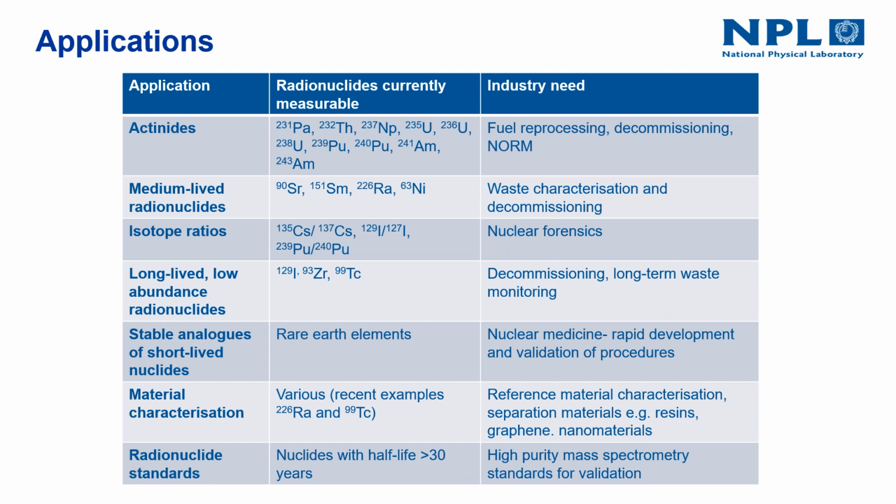When looking to develop and validate separation schemes, you can use stable analogues prior to using active material. You can also use it to characterize things like reference materials or separation resins that have been developed for separating radionuclides prior to measurement, and it is increasingly used in the development of radionuclide standards, where the requirements for end users are slightly different or can be significantly different when it comes to the activity levels and the impurities compared to standards that are developed for use with decay counting techniques.